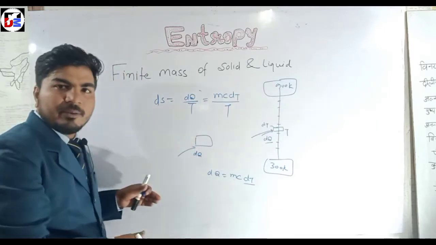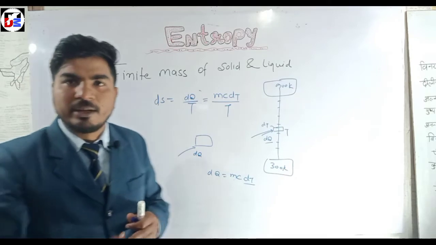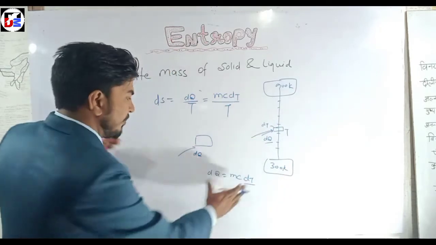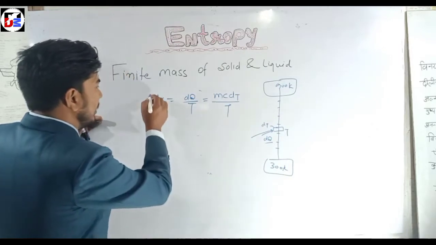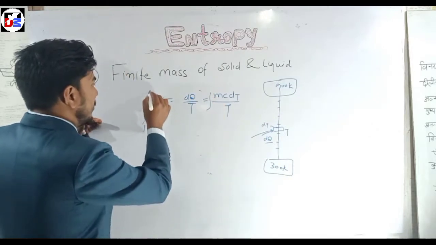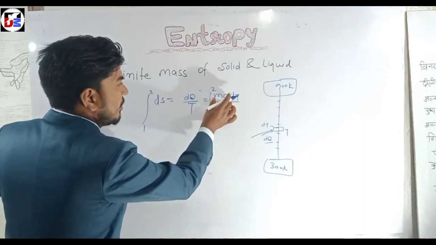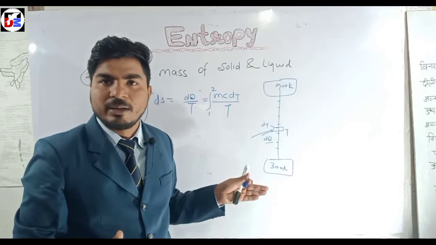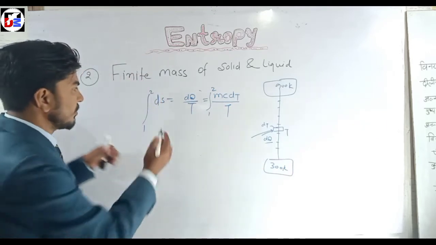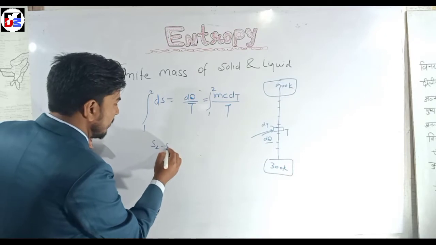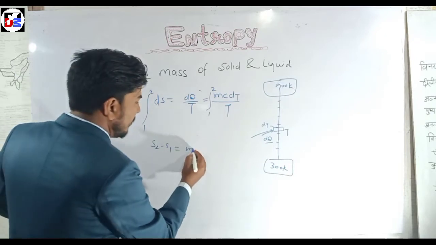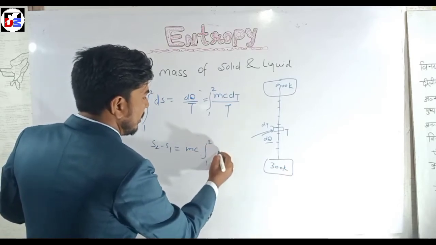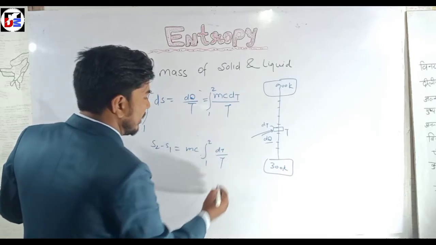Now we integrate this, then we can calculate S2 minus S1. This is the entropy change of this process. Now integrate this from 1 to 2. The mc is constant, m is the mass, c is the specific heat. Now here S2 minus S1 is mc, this is outside, integral of dT upon T.